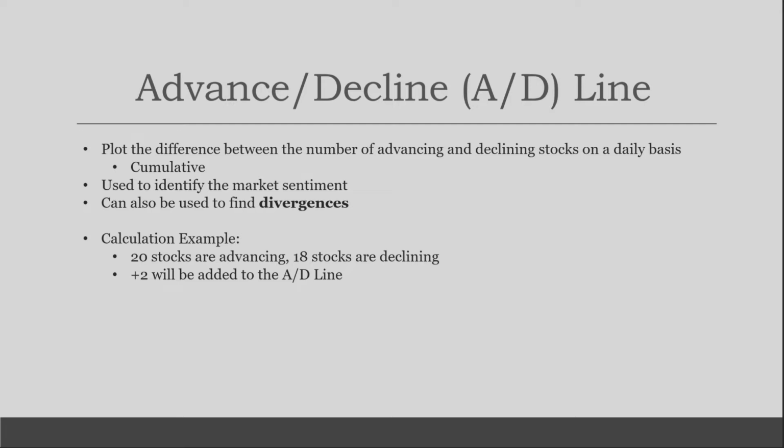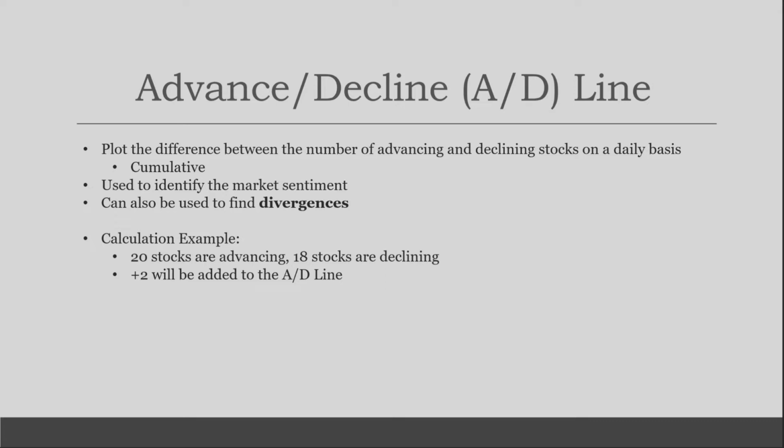One thing to note down with the AD line is that it is a cumulative indicator. Let's have a look at an example of what that means. Let's say today there are 20 stocks advancing and 18 stocks are declining. This means that 2 points will be added to the overall AD line. This is because there are 2 more stocks advancing than there are declining. If there were 20 declining stocks and 18 advancing stocks, 2 points would be subtracted from the AD line. This is on a day-to-day basis.